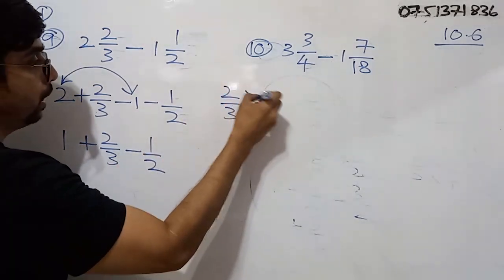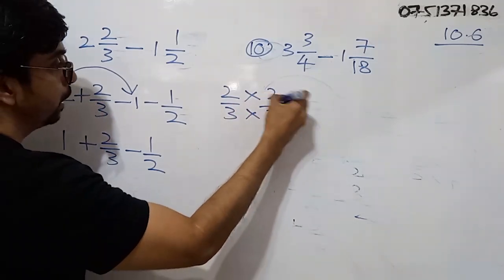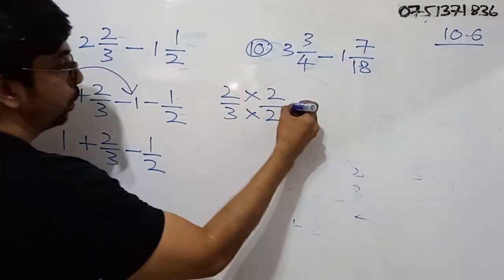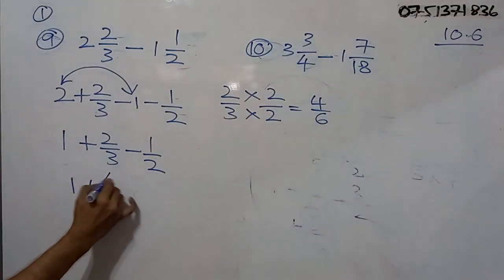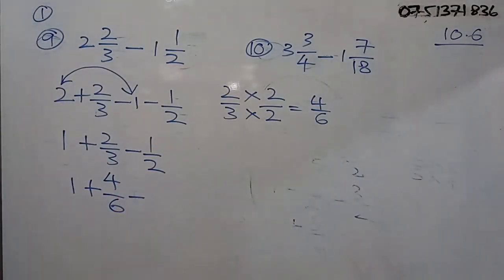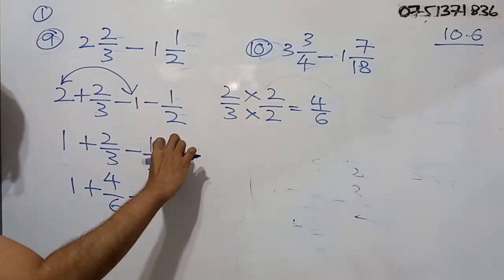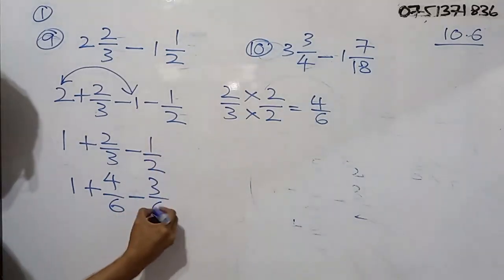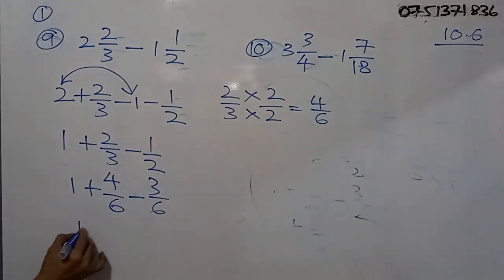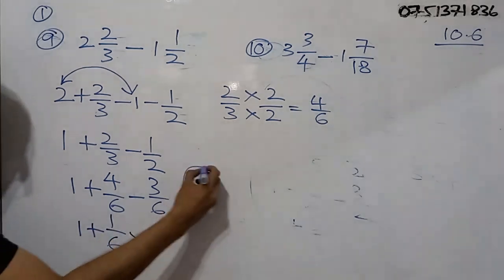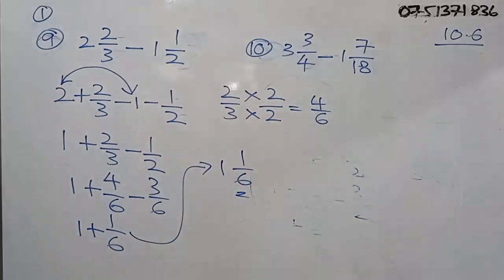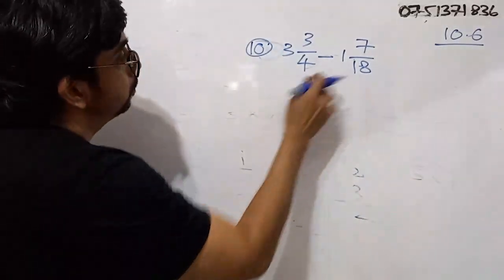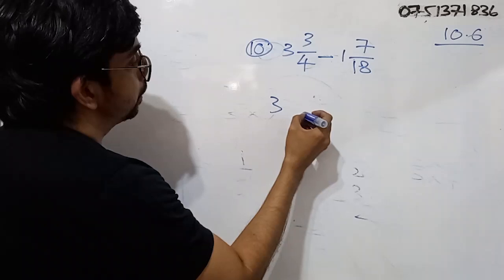So 2 by 3, I will multiply both numerator and the denominator by 2. So the outcome will be 4 by 6. So 1 plus 4 by 6 minus 1 half means 3 by 6. So 1 plus, what's the outcome here? 1 by 6. So I will continue from here. That means what? 1 and 1 by 6. That's the answer.